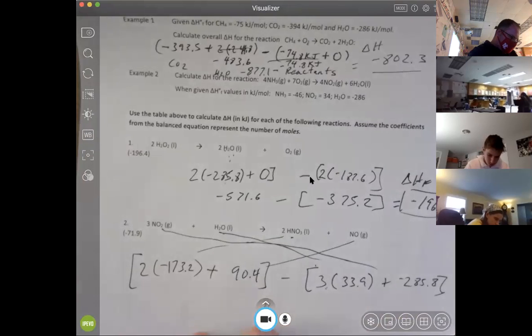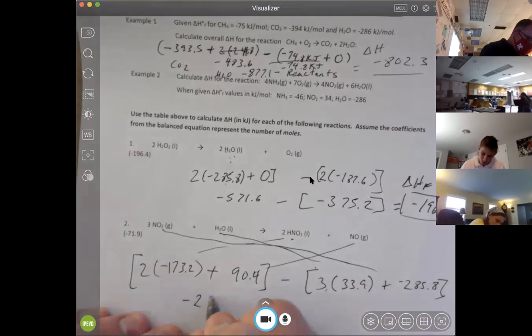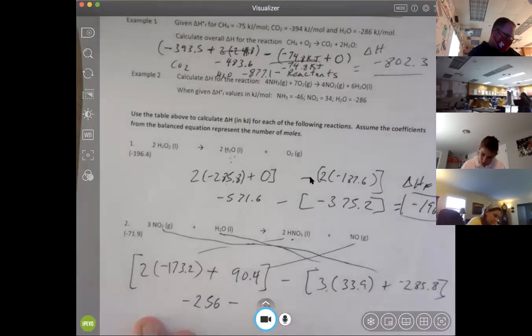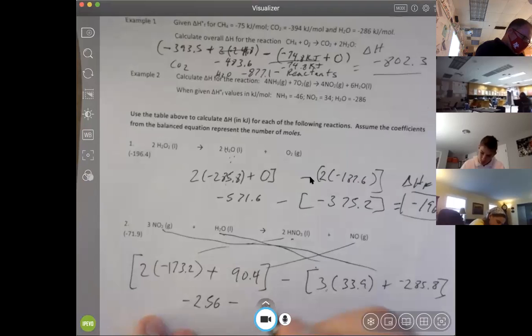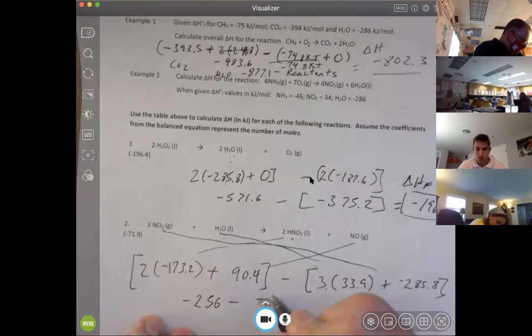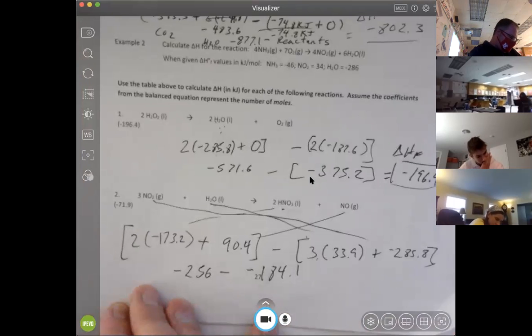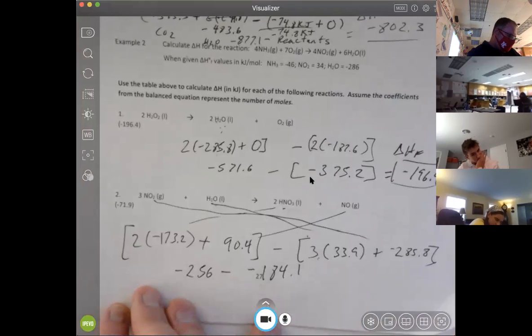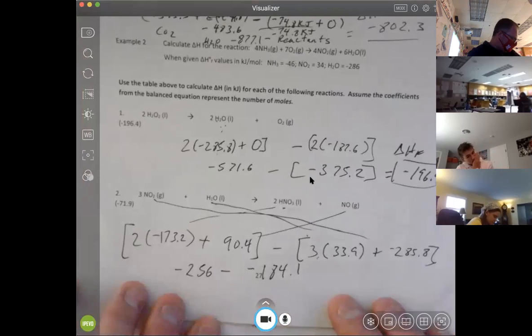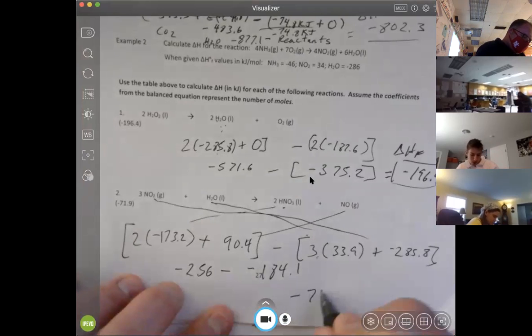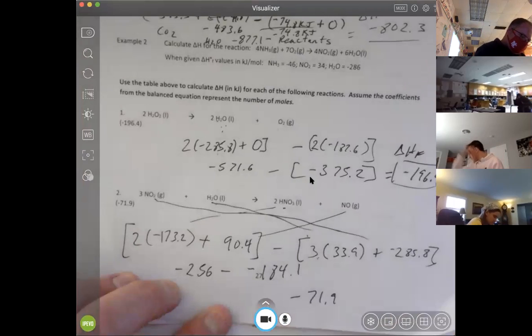Two times negative 173.2 plus 90.4. The answer is negative 256. Negative 256 minus 3 times 33.9 plus negative 285.8. The answer is negative 184.1. So negative 256 minus negative 184.1. It's negative 71.9. We get negative 71.9 kilojoules.